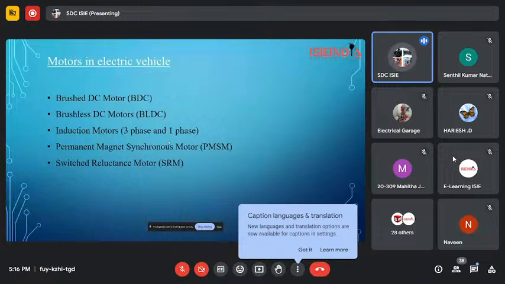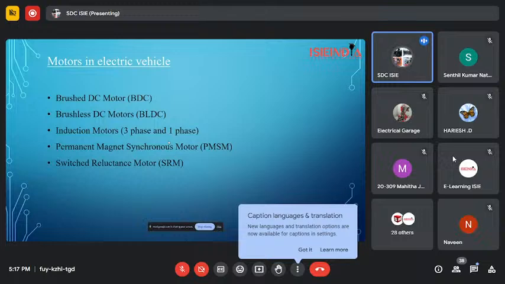Induction motor, as I have told you earlier, has two types: three-phase induction motor and single-phase. Three-phase induction motors are mostly used in industrial applications, or where a heavy load is needed. Single-phase induction motors are mostly used in household applications, like our fan or water pump motors. Again, I've told you about the PMSM motor, the permanent magnet synchronous motor. It's the most preferable inside electric vehicles due to its high efficiency and compactness.